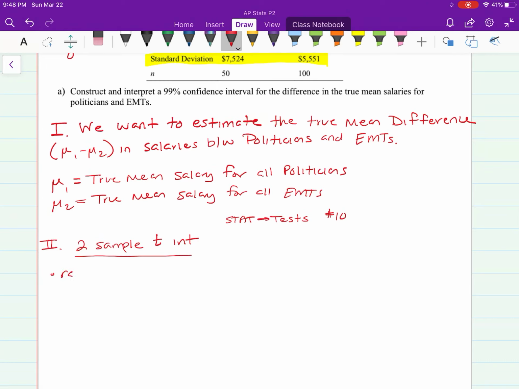So conditions, we have to have random samples. And we do. So go ahead and check that off. The 10% condition still applies here. So we're going to have to assume that there is at least 10 times 50 politicians.